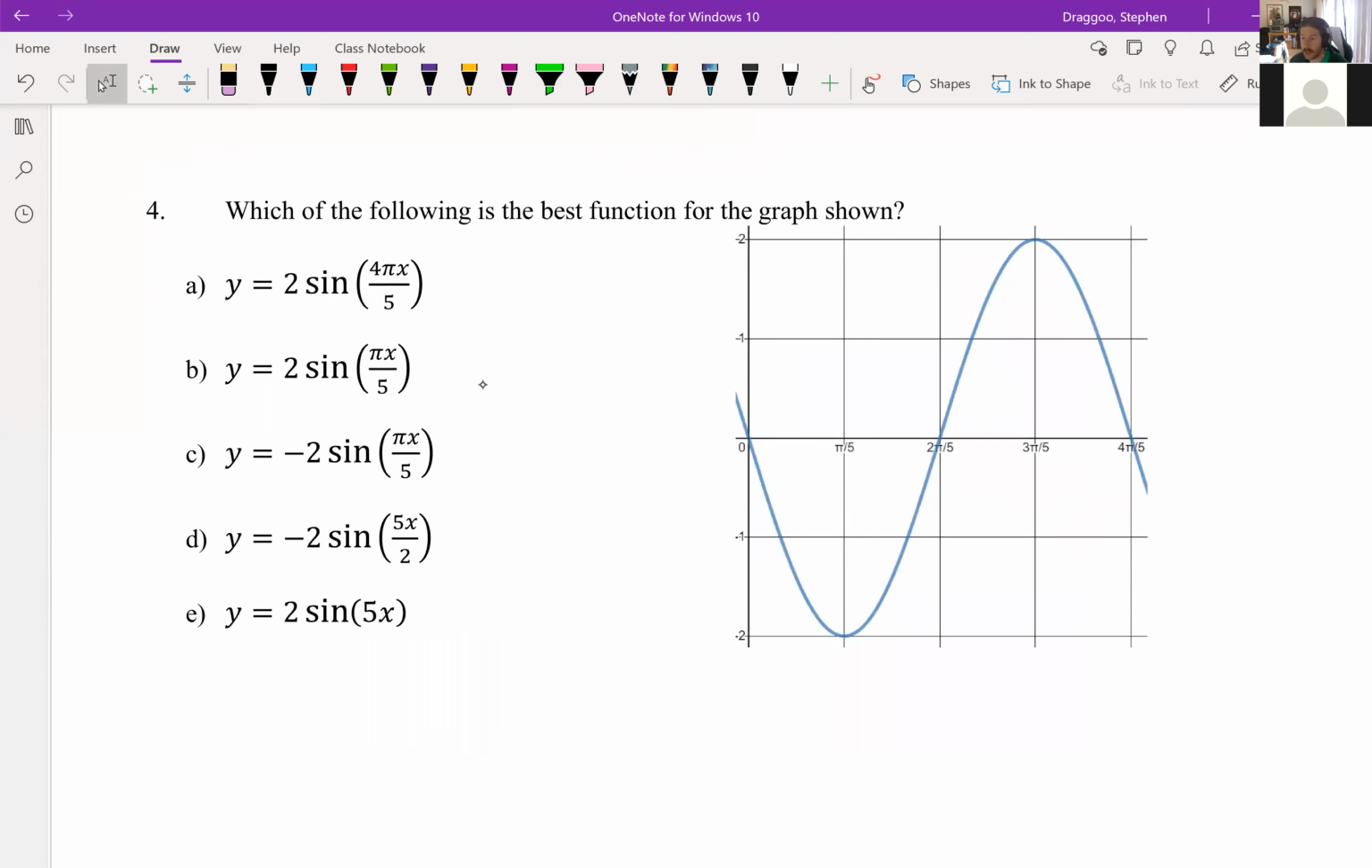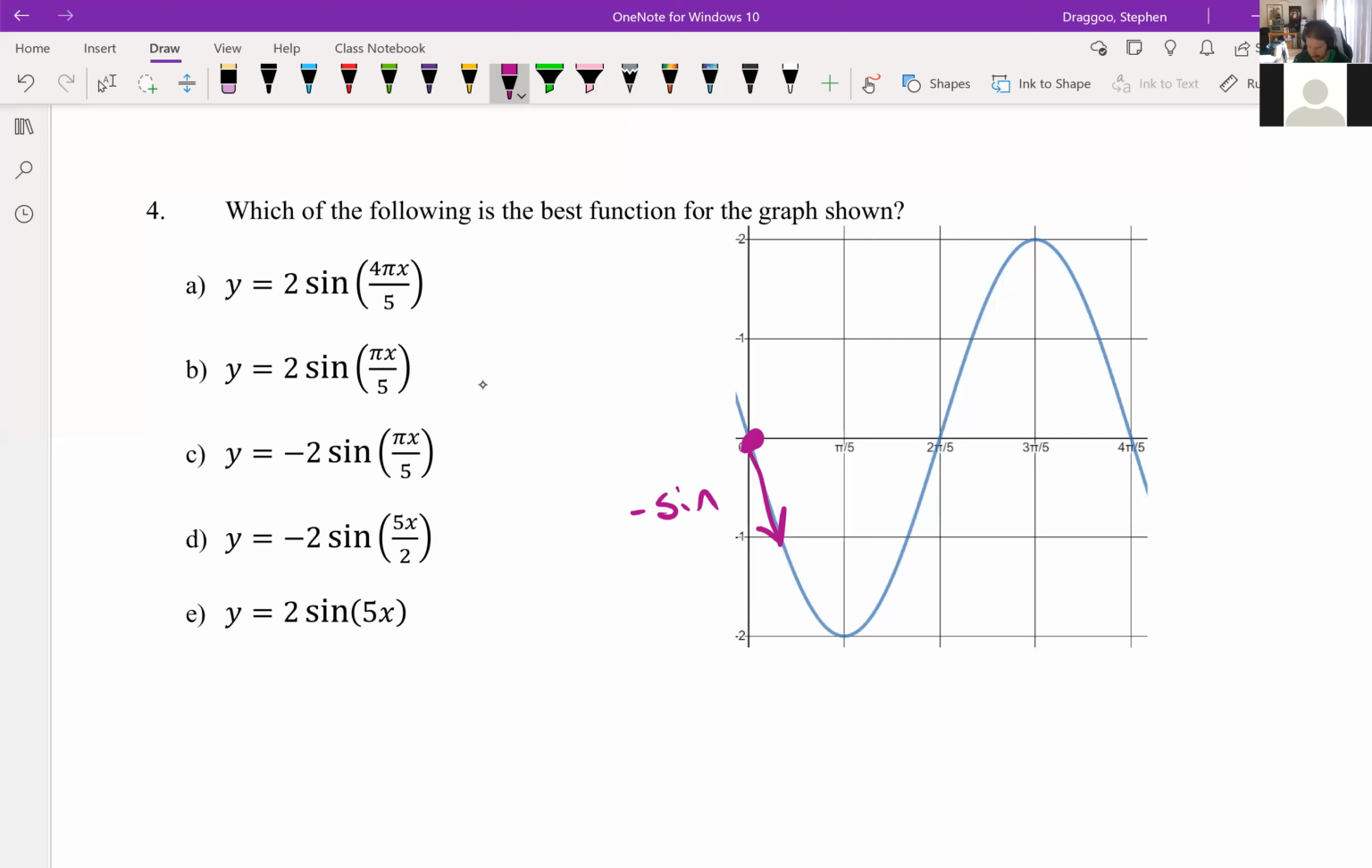All right. Up next, which of the following is the best function for the graph shown? We have all sine graphs being our options. All of them have an amplitude of 2, which is good because this thing definitely has an amplitude of 2, but some of them are negative, some of them are positive. So if I look at my starting value, which is here and moving down, this thing must be a negative sine graph, right? Starting in the middle and moving down.